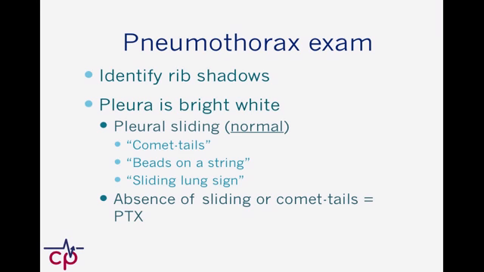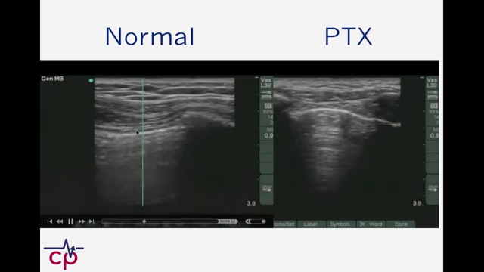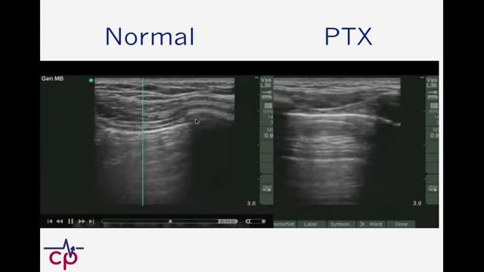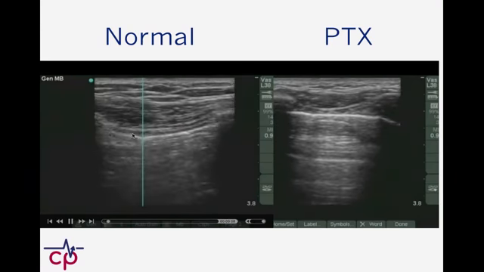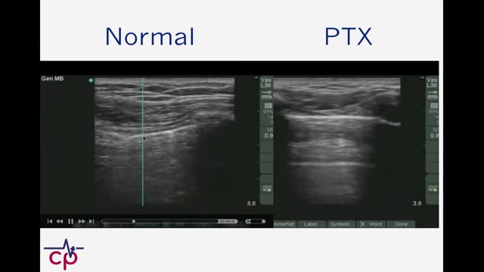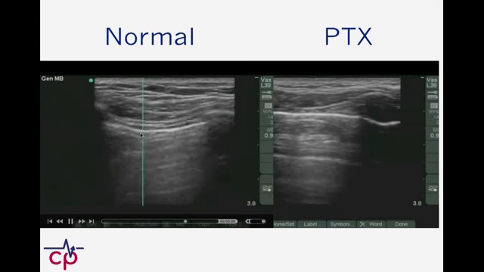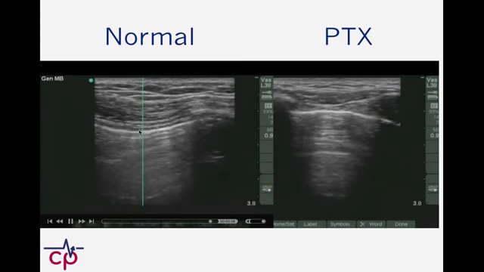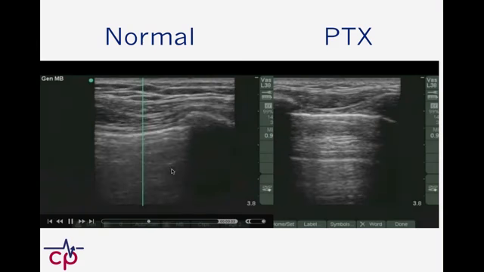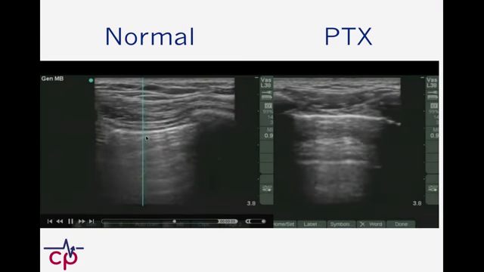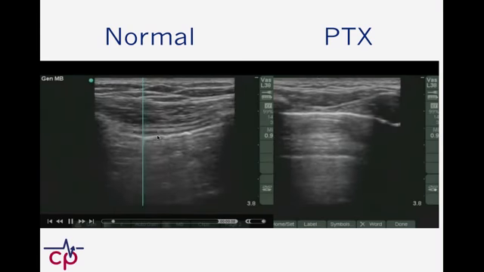So I can talk about this for hours, but what you really need to do is know what this looks like. So here is a rib shadow right there, and we look to the side of the rib. There's another rib shadow over on this side. We see this bright white line, and we see it sliding back and forth a little bit. And we see maybe a couple of bright white round things that occasionally show some deep artifact that's kind of this comet tail that we talk about. So we call it beads on a string or this comet tail artifact, the sliding lung sign, and that's normal. We want to see that.